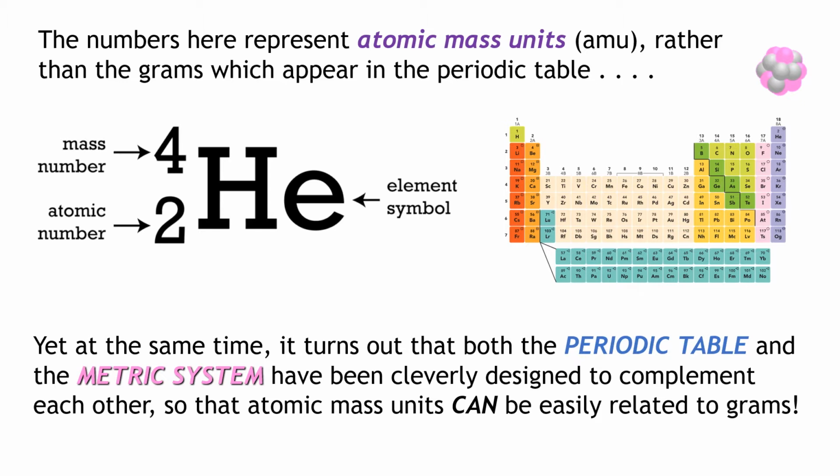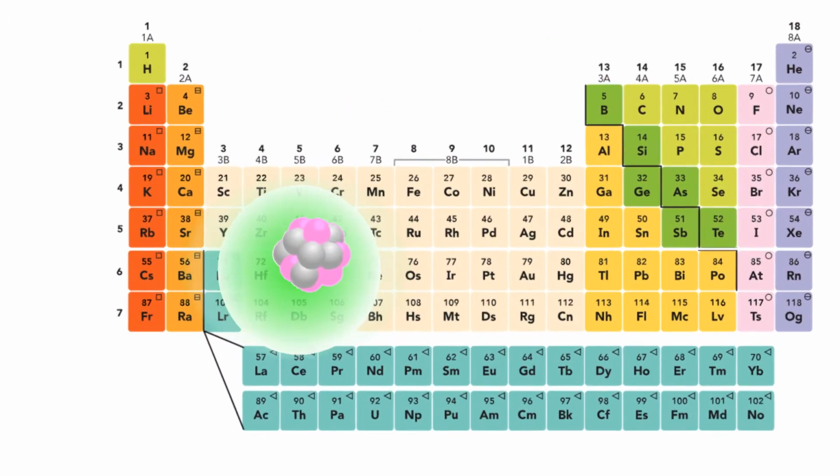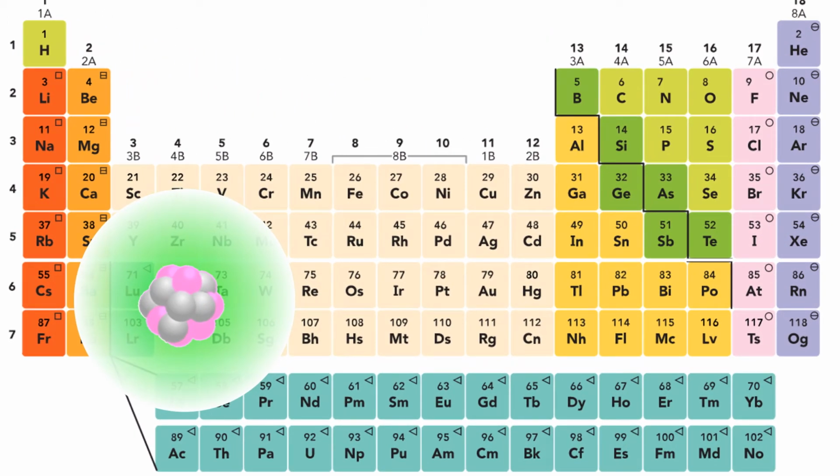It turns out that both the periodic table and the metric system have been cleverly designed to complement each other so that we can take the atomic mass units in the nuclear notation and we can easily relate them to the grams of substance that we measure within an experiment. We can use often similar or identical numbers from the periodic table. Well, how does that work?